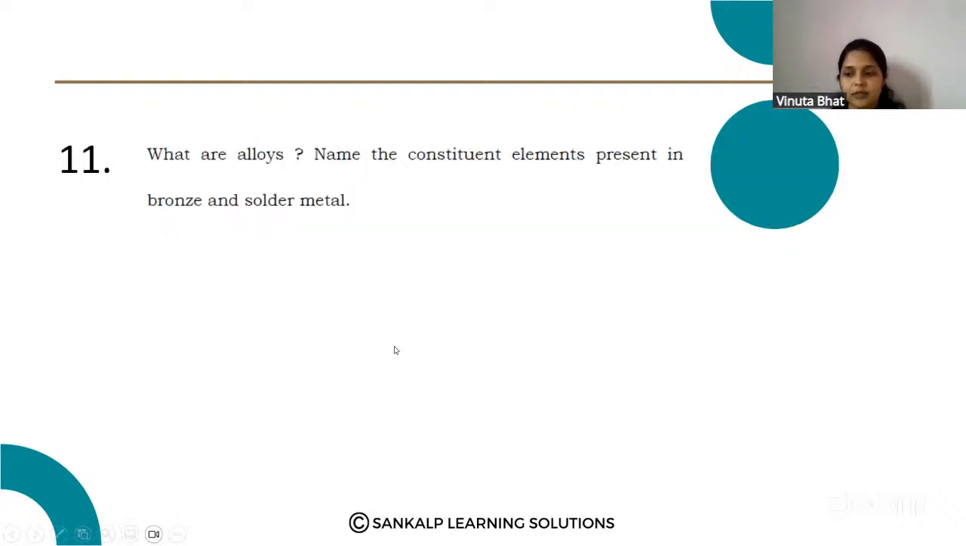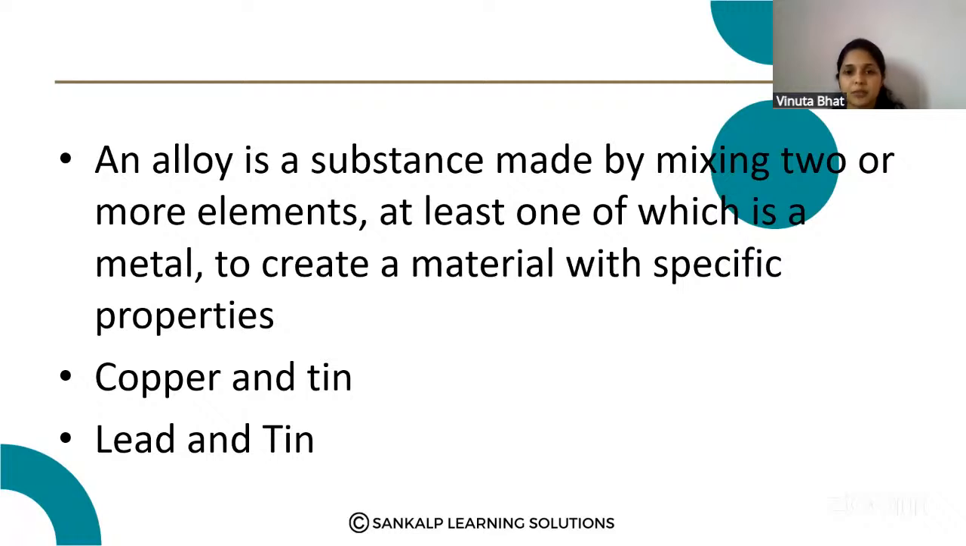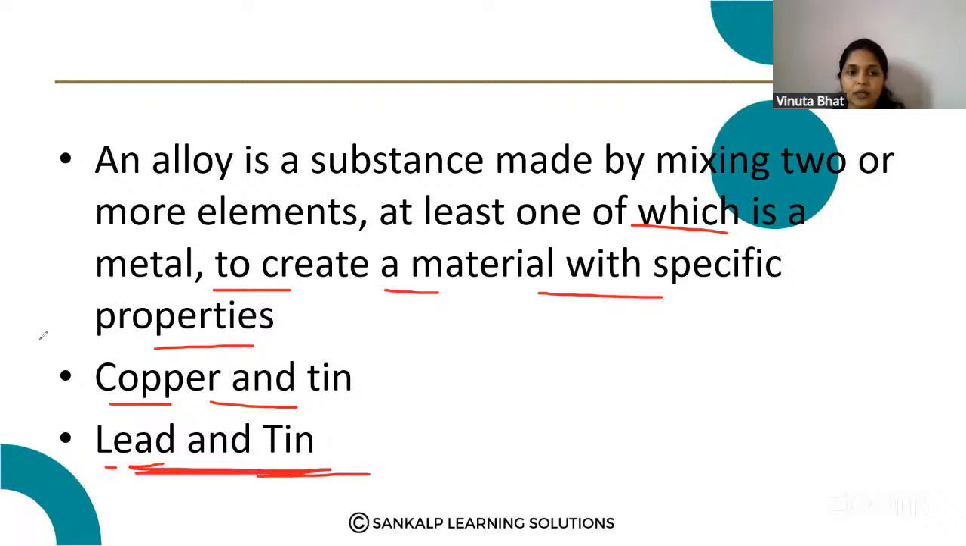Next question, that is also the same. What are alloys? Name the constituent elements present in bronze and solder metal. An alloy is a substance made by mixing two or more elements, at least one of which is a metal, to create a material with specific properties. Here, bronze is made up of copper and tin, and solder metal is made up of lead and tin. So both are alloys.